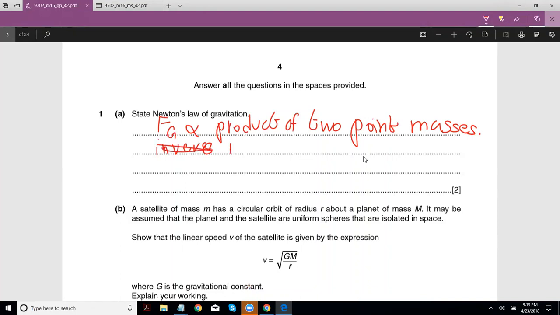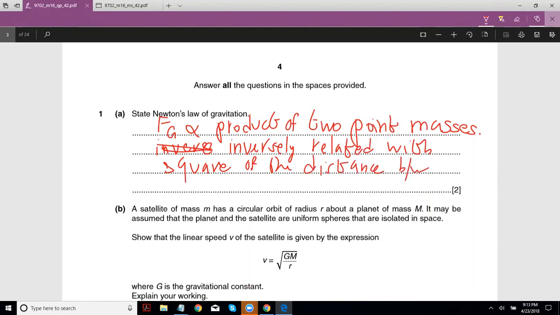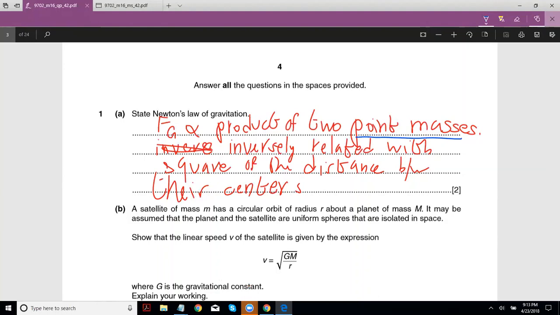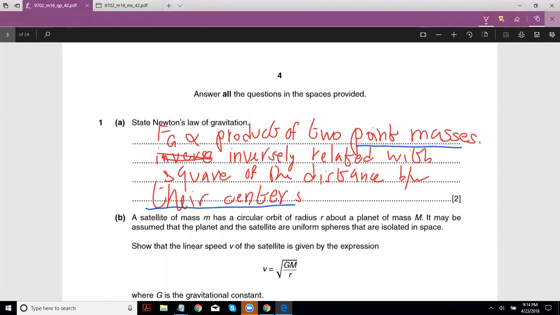Inversely related with square of the distance between their centers. And the important thing here is, ये तो सब लोग कर लेंगे, that you either write that they are point masses, or you write the distance between their centers, or you be edgy like us and write both. But that's important to show that all mass is assumed to be concentrated at the center.